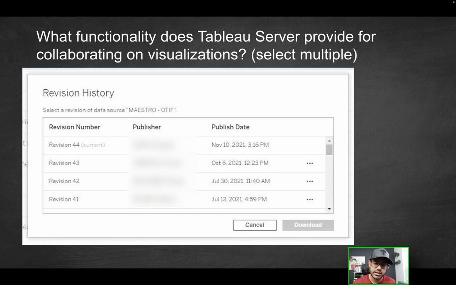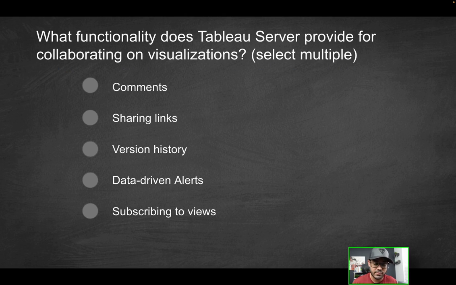It'll tell you exactly when that was published and who the author was. So it's very neat that you can go back and revert any changes in the event that you notice a mistake was made, or whatever the reason might be. So again, the third option is also correct. Fourth option, data-driven alerts. Yep, we just covered that. That's also a benefit. And then lastly, subscribing to views. Again, you can email this to go out on a recurring basis. So really all 5 of these are going to be correct. This is all of the added functionality that you get.